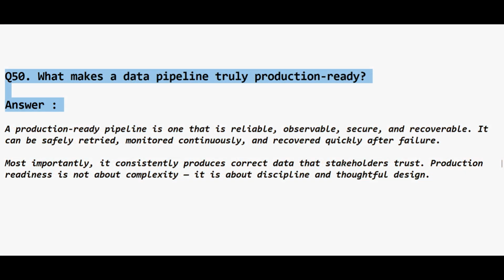Question 50. What makes a data pipeline truly production-ready? Answer. A production-ready pipeline is one that is reliable, observable, secure, and recoverable. It can be safely retried, monitored continuously, and recovered quickly after failure. Most importantly, it consistently produces correct data that stakeholders trust. Production readiness is not about complexity, it is about discipline and thoughtful design.